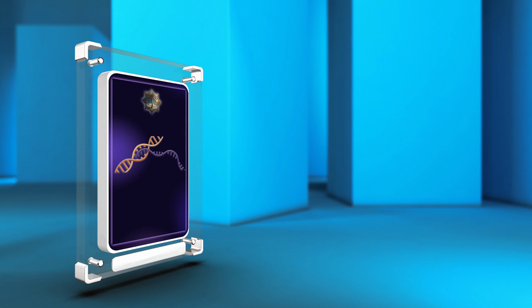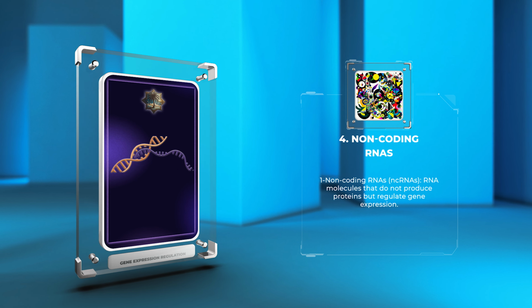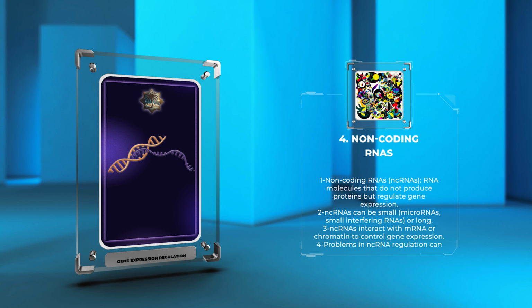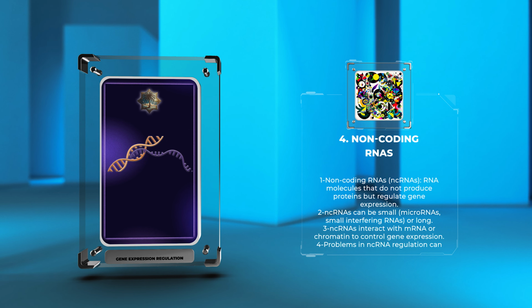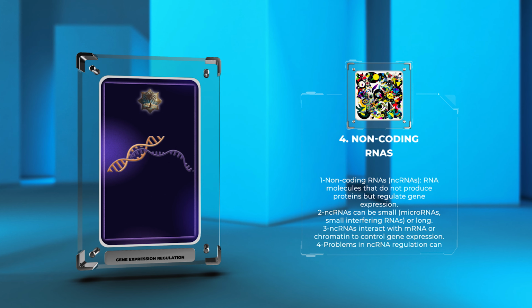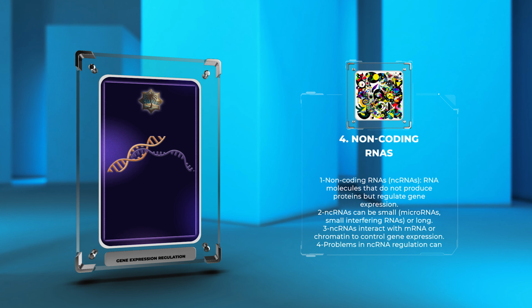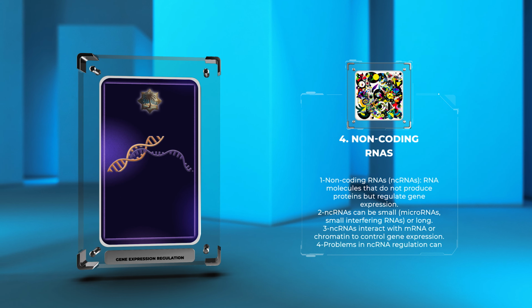Non-coding RNAs, or ncRNAs, are RNA molecules that do not produce proteins but regulate gene expression. They can be small, such as microRNAs and small interfering RNAs, or long, interacting with mRNA or chromatin to control gene expression. Problems in ncRNA regulation can lead to diseases like cancer.